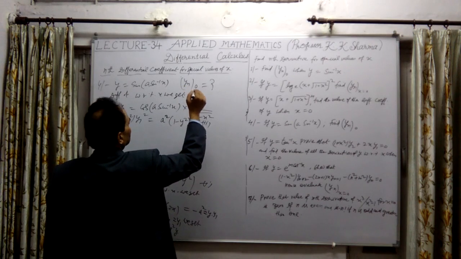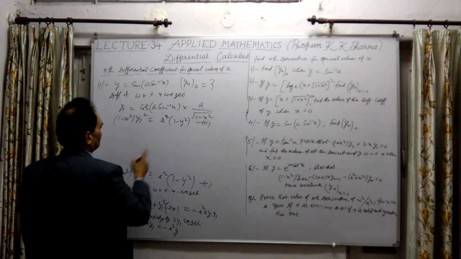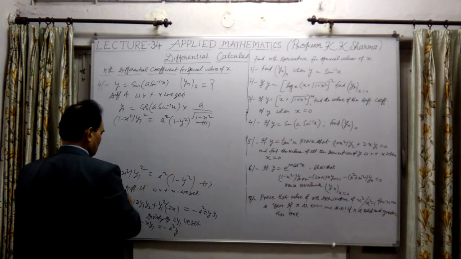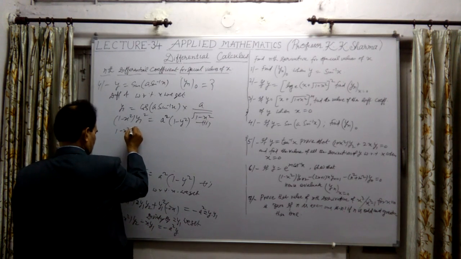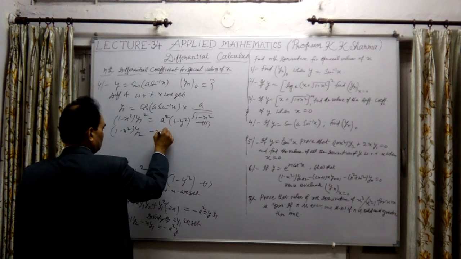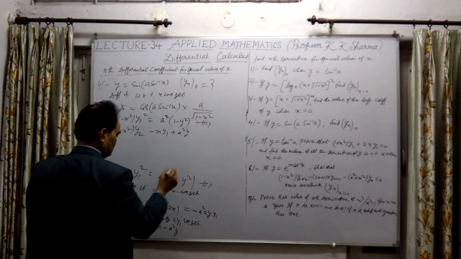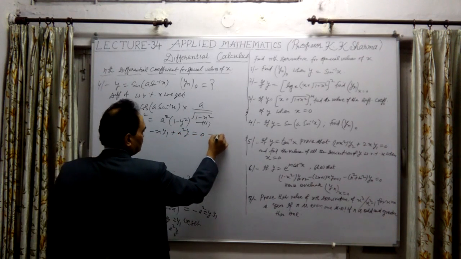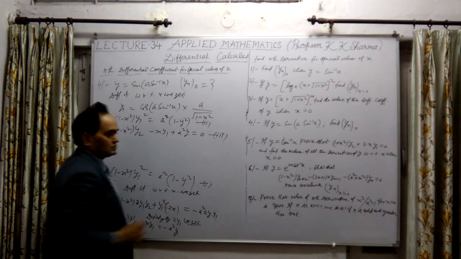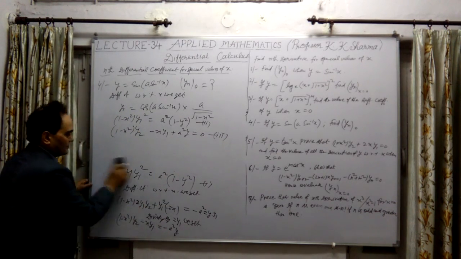This was the first one. Or y1 could be written here, no problem. Now this is the third equation: 1 minus x square into y2 minus x into y1 plus a square into y equal to 0. Let me take this third equation. This is the third equation. Alright. Now let me further differentiate it.